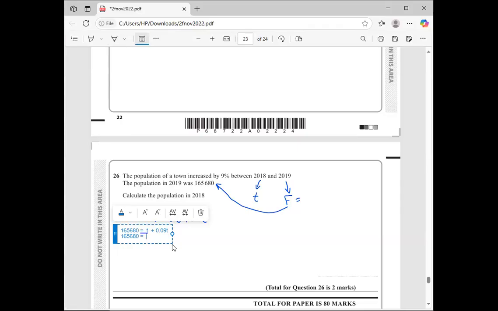Imagine we had, instead of T plus 0.09 T, something like this, X plus 2X. What would X plus 2X be? We'll start from there. X plus 2X is what? It's not just 3, it's 3X. Thank you very much.